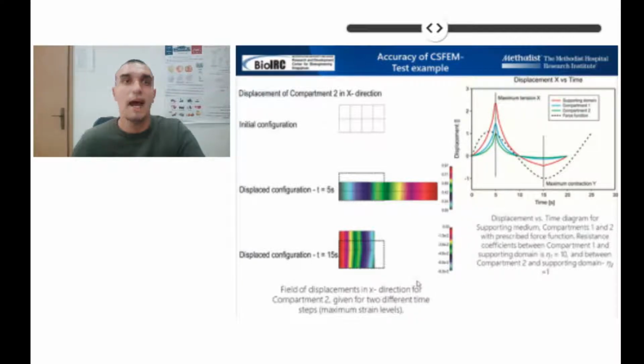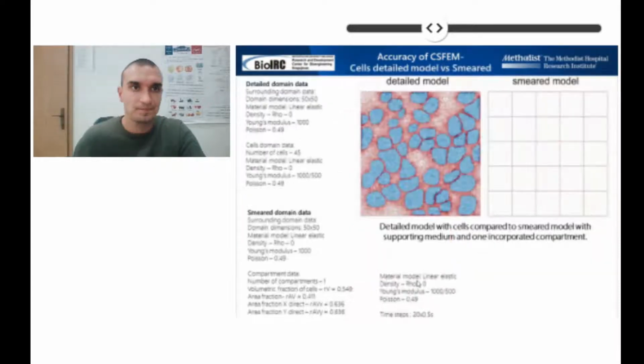As you can see, the highest displacement value is for the supporting medium because it is directly loaded, and the difference between displacements for compartment 1 and compartment 2 lies in applying a 10 times larger resistance coefficient between compartment 1 and the supporting medium than between compartment 2 and the supporting medium.